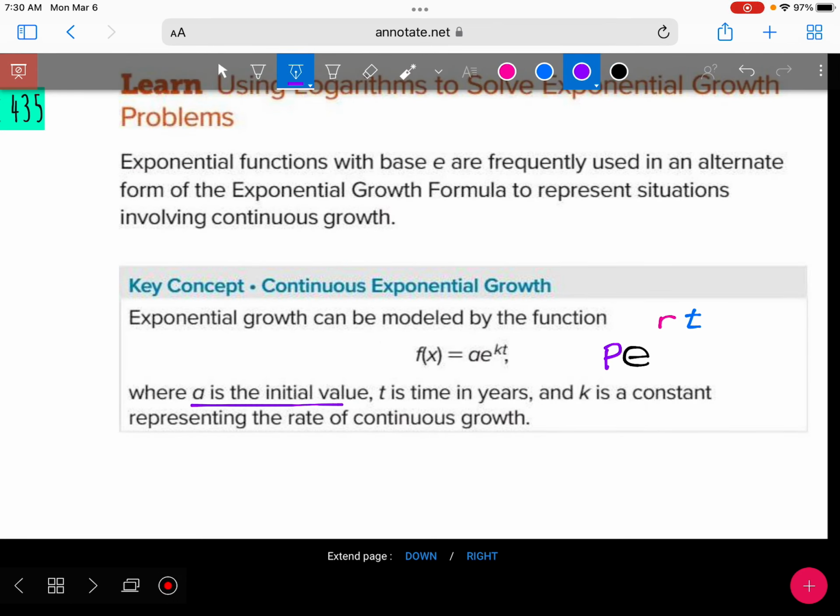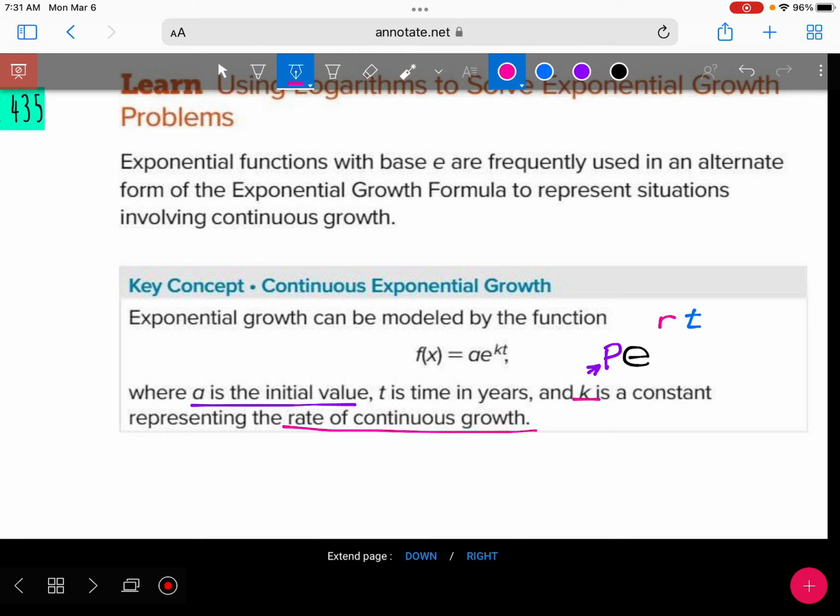We've got A is our initial value. That's where that P would go, that principal. T is time in years. K is your rate of change, your growth rate. So K is our growth rate, how much it's growing. T is time. It's the exact same equation as the PERT thing, our continuous exponential growth. We're just going to use it in more than financial sections in what we're doing today. But it's 100% the same exact setup.